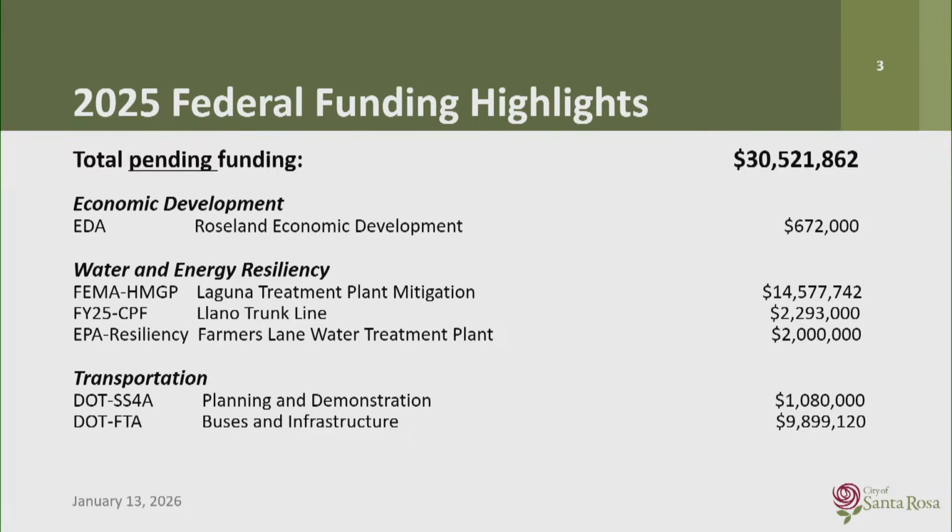I will say on the last one on this page, DOT buses and infrastructure, 9.9 million. That project was actually awarded a few years ago, but as we mentioned earlier, when the administration came in, they took a pause on awarding projects that had not been obligated. And so this project currently is under review. The city is working with staff to get that project obligated hopefully in the next month or so.